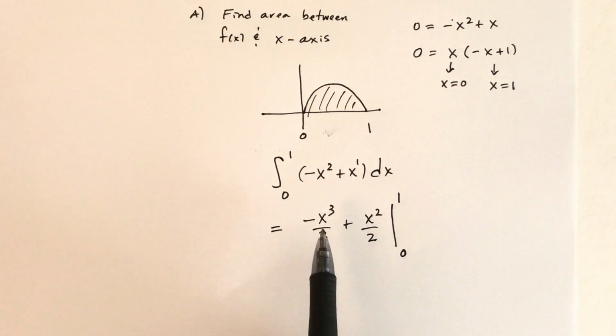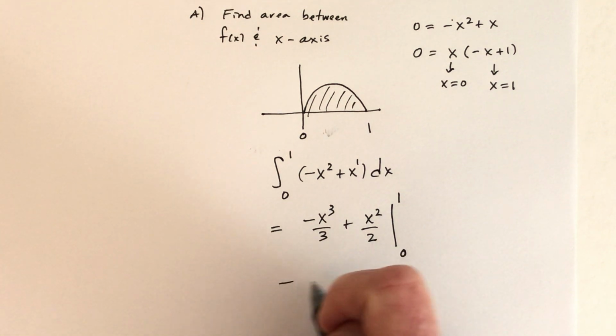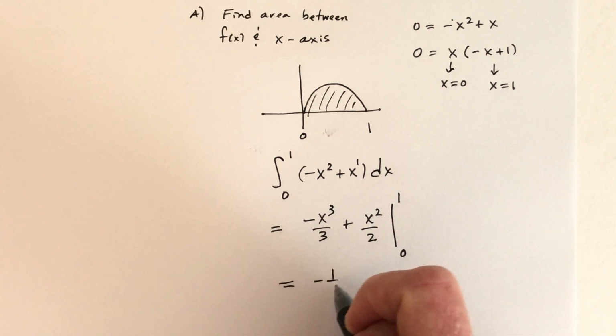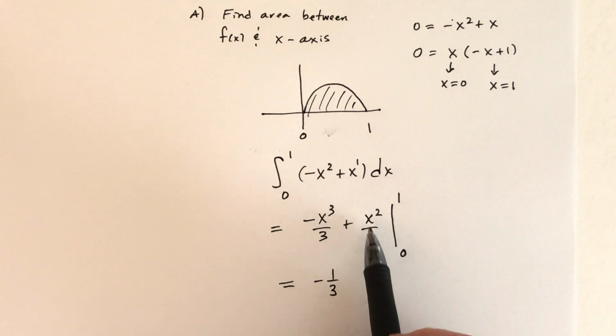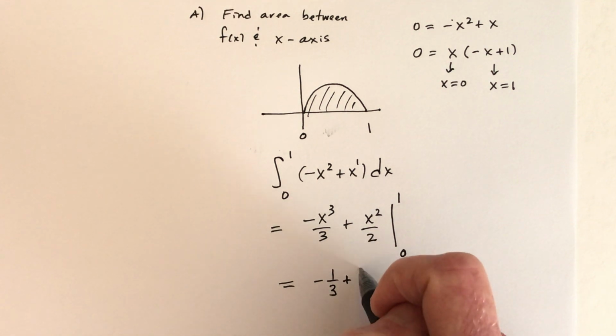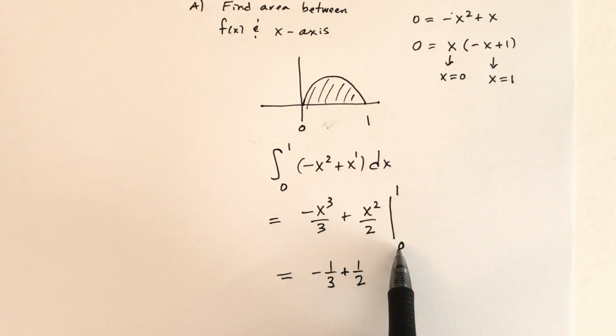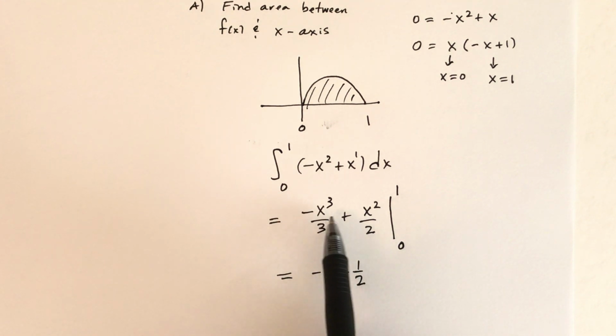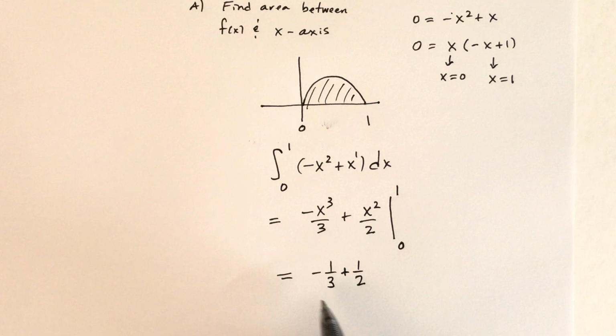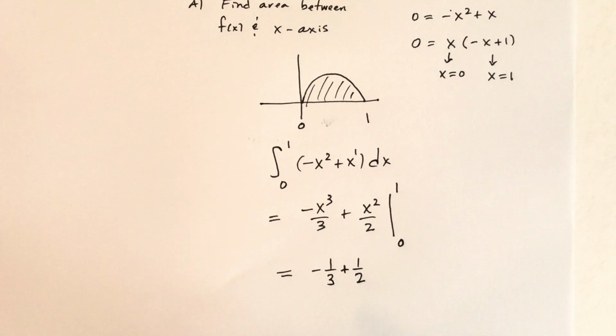So when you substitute a 1 in there, this is just going to be negative 1/3, and this is going to be plus a half. And then when you substitute 0, that's going to be 0 and that's going to be 0. So finally it is negative 1/3 plus a half.